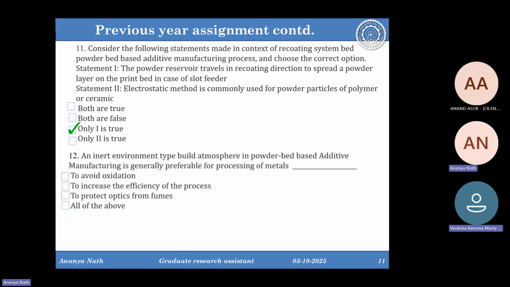An inert environment type build atmosphere in powder bed AM is generally preferable for processing of metals to avoid oxidation, to increase the efficiency of the process, and to protect optics from fumes. All of the above.